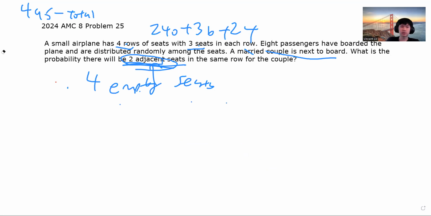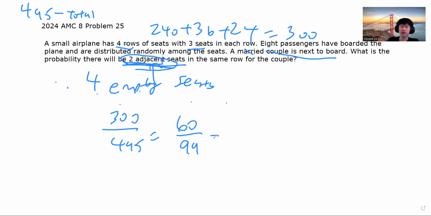So we can just find our answer now. 240 plus 36 plus 24 is equal to 300. So we have 300 over 405. And we can simplify this further. Divide both sides by 5, equals 60 over 99. Divide both sides by 3. So our answer is 20 over 33.